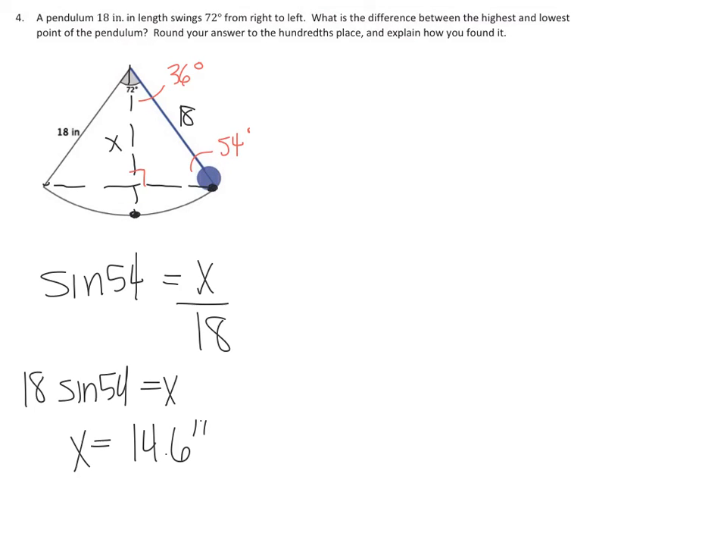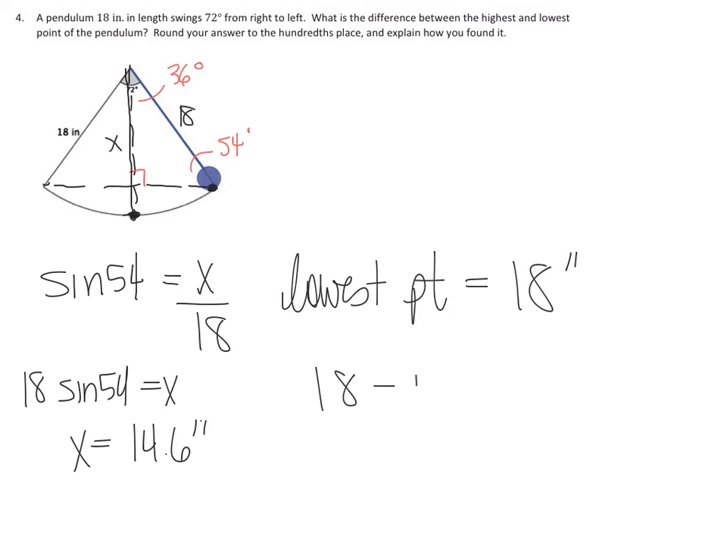The lowest point would be when the pendulum is perpendicular to the ground, which would be exactly 18 inches. So down here, we're exactly 18 inches, because it's this whole string. So our difference would be 18 minus 14.6, which is 3.4 inches.